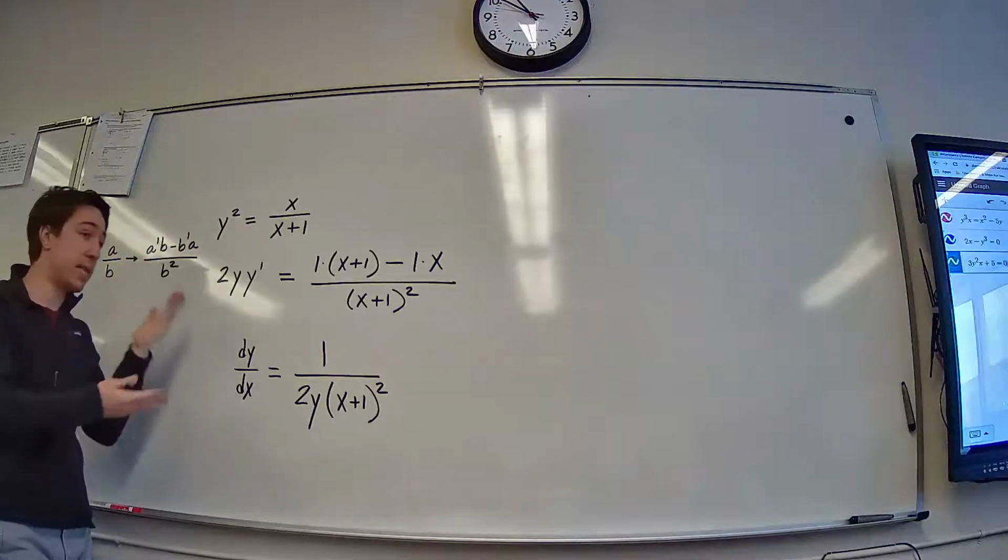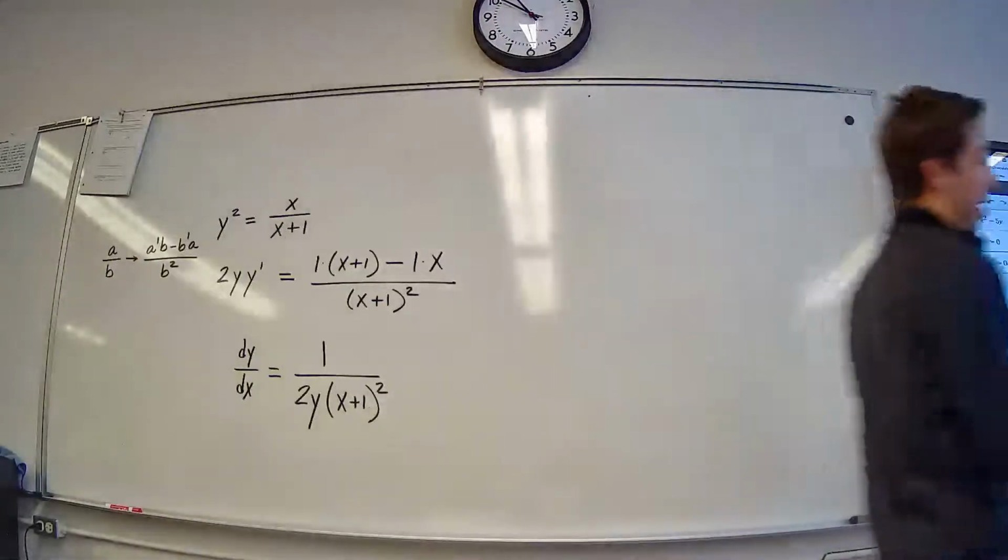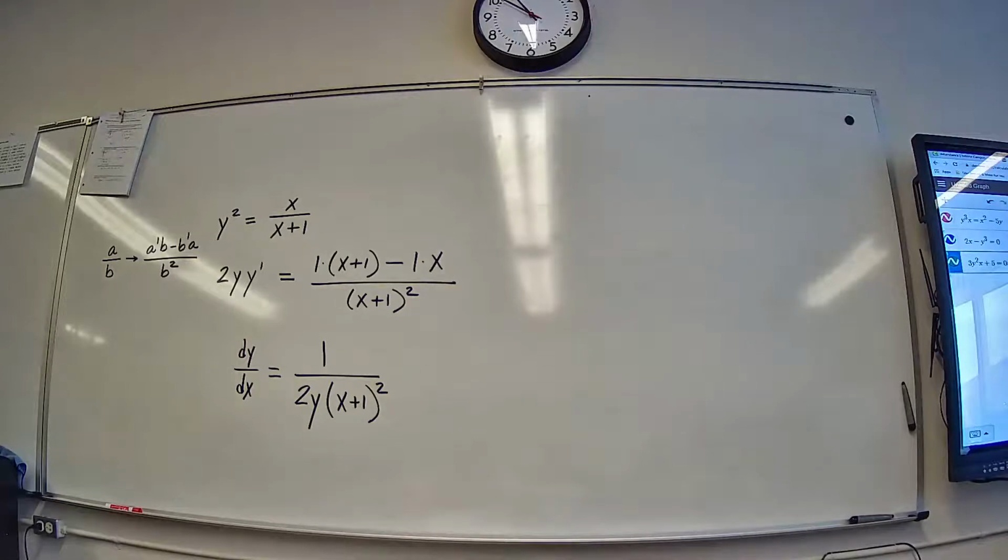So from looking at this, it seems like if we graph it, we'll have no horizontal tangent lines, and we'll have a vertical tangent line at the origin. So let's see if that actually works out. y squared equals x over x plus 1. And we can see, indeed, there's going to be a vertical tangent line at the origin.